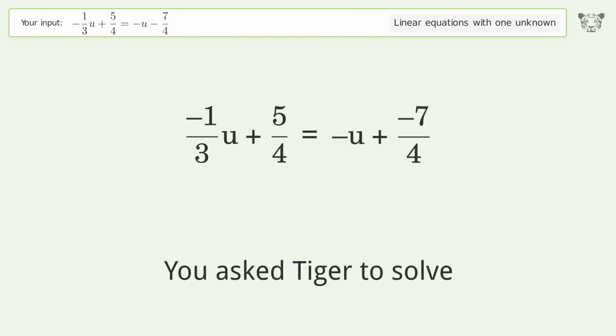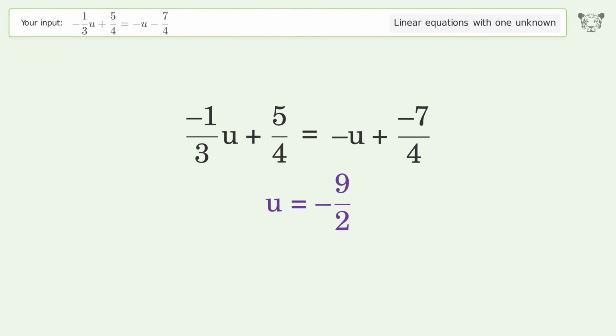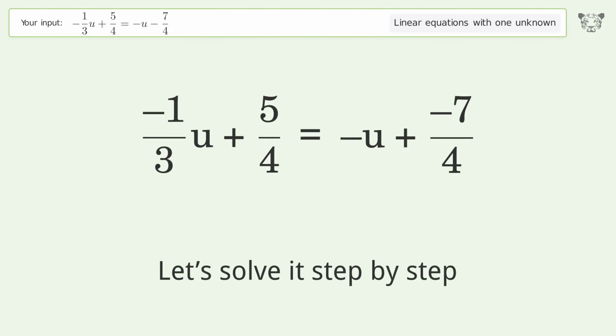You ask Tiger to solve. This deals with linear equations with one unknown. The final result is u equals -9/2. Let's solve it step by step.